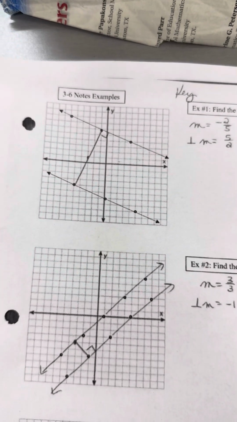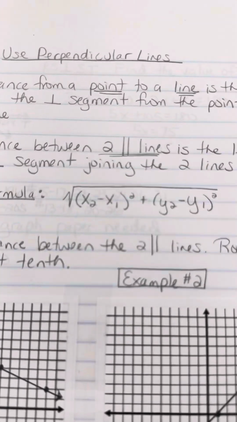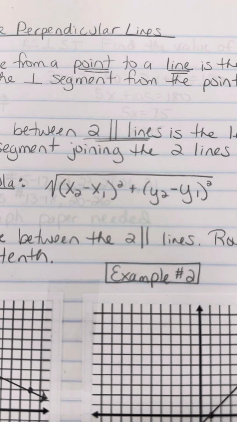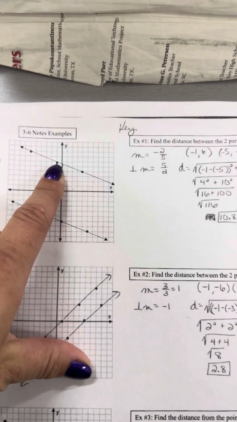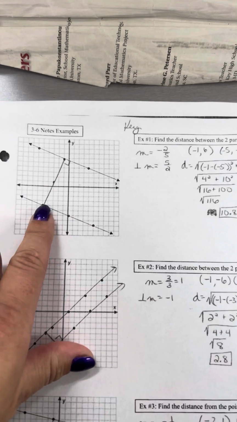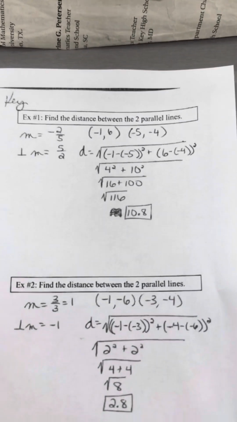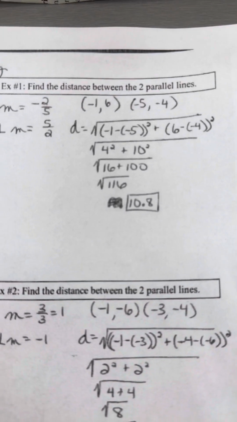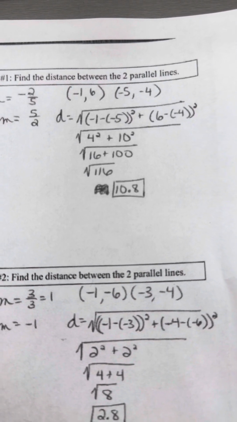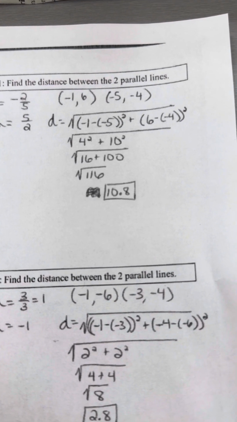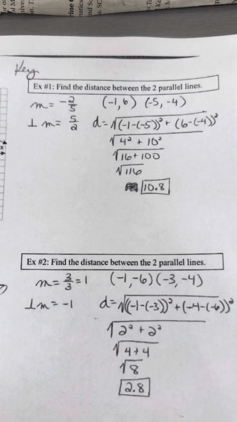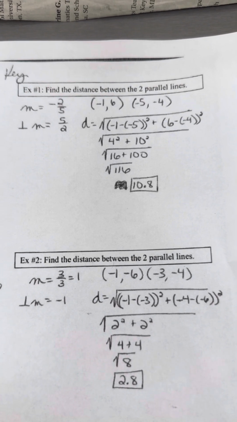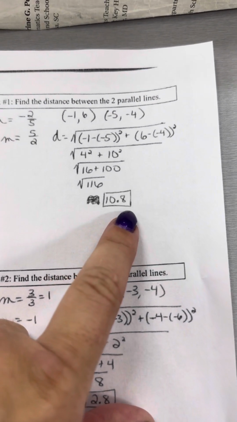You guys should know your distance formula. If you do not know it, there it is there. You need to memorize that if you don't remember it. So I find the distance between these 2 points. This point is -1,6 and this point is -5,4. I plug that into the distance formula. Remember, you subtract your x's and square it, subtract your y's and square it, add them together, and then square root. In this case, we are not doing simplest radical form. We're going to plug it into Desmos and round to the tens place.